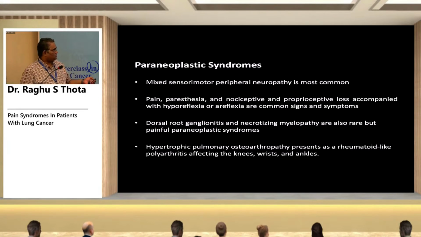It also causes hypertrophic pulmonary osteoarthropathy, and it presents like rheumatoid-like polyarthritis affecting your knees, wrists, and ankles. Again, you have to remember that in lung cancers, we also use most of these immunotherapies or monoclonal antibodies. They also cause rheumatoid-like syndromes, osteoarthritis, especially durvalumab, the drug which causes severe joint pains, knee joint pains.